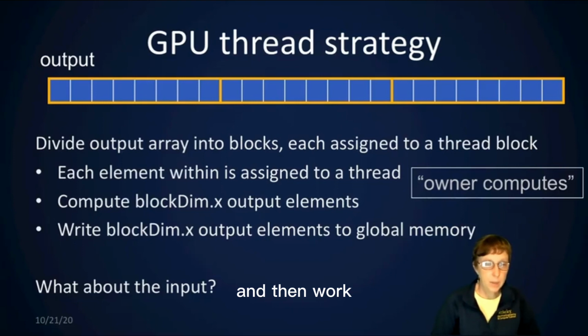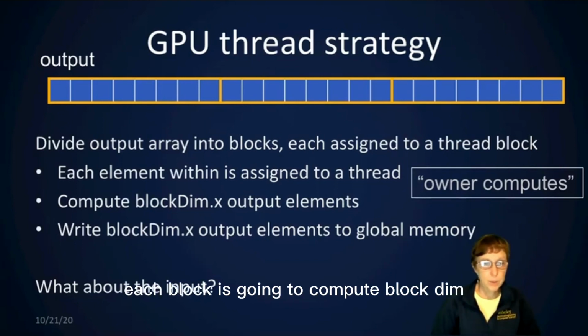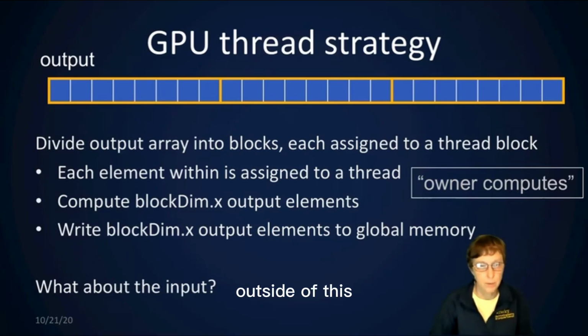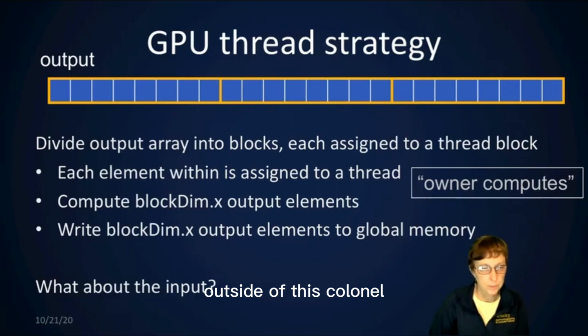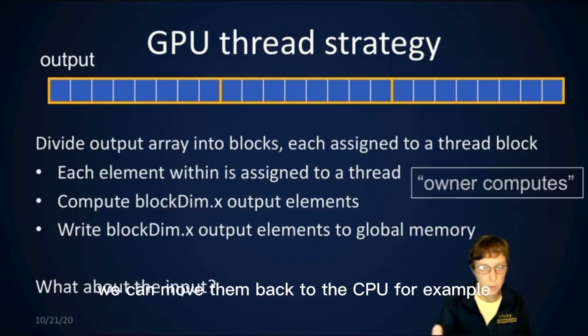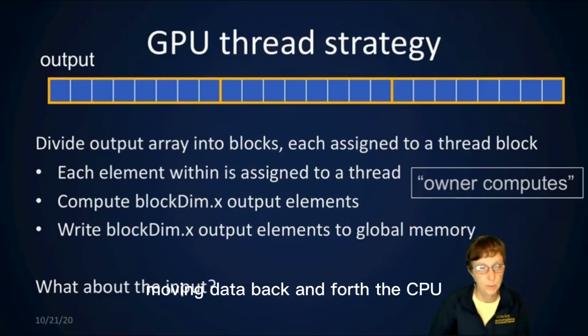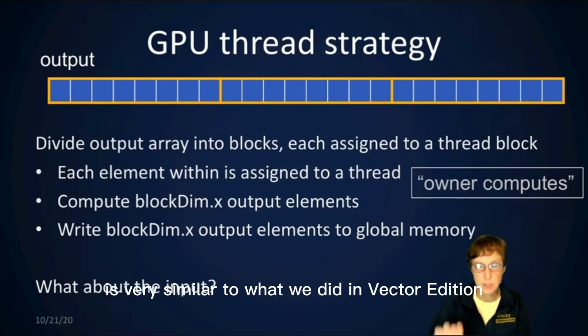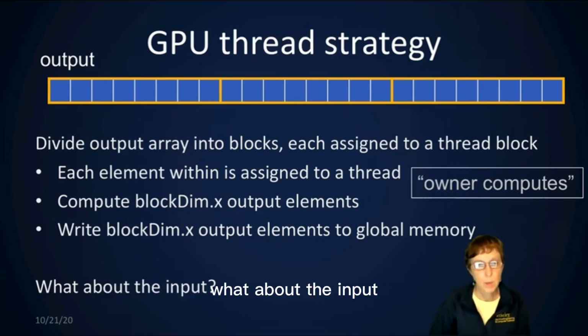And then each block is going to compute blockDim.x output elements, and it's going to write those blockDim output elements into some global memory so that they're accessible outside of this kernel. Then we can move them back to the CPU, for example, as we talked about last time, moving data back and forth to the CPU. So this is the way the output works in terms of the parallelism. It's very similar to what we did in vector addition. What about the input?